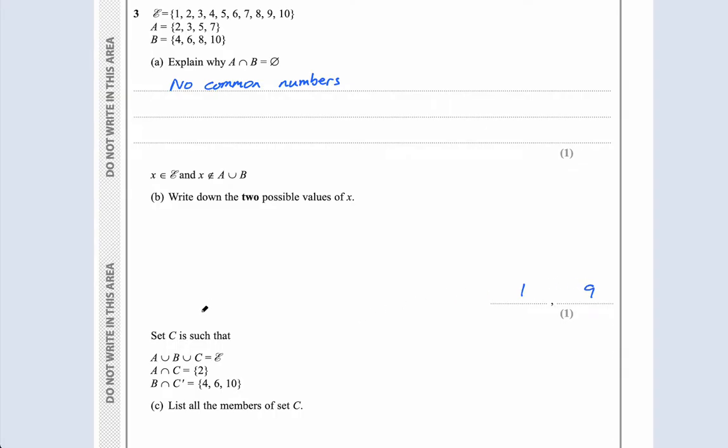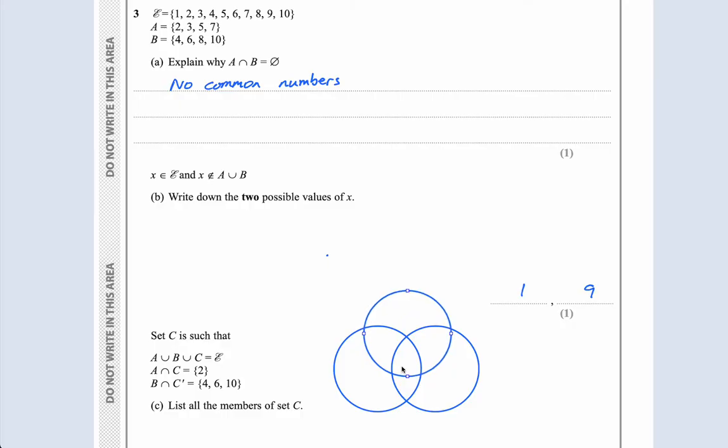It says A intersection B is equal to 2, right? So guys, I'm going to draw it here just so we can all see. Okay, I'm going to draw my 3. Okay, nice. So let's say this is A, this is B, and this is C.